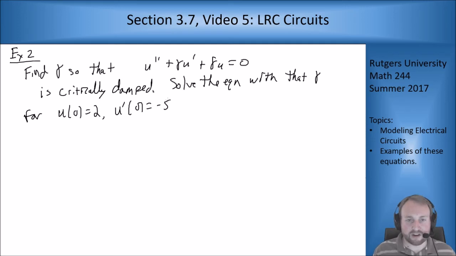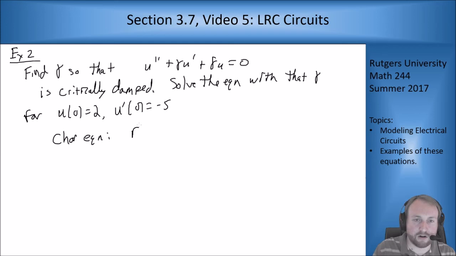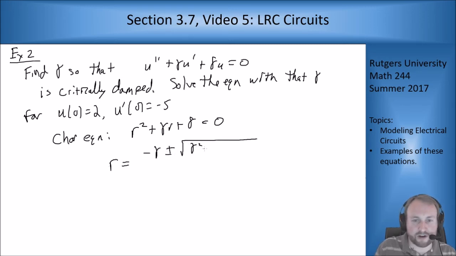So let's start. How do we start? We're looking for critically damped. So let's do this via the characteristic equation. So what is the characteristic equation here? Well, this is going to be r squared plus gamma r plus 8 equals 0. And we can go to the quadratic formula and look at that r is going to be negative gamma plus or minus the square root of gamma squared minus 4 times 8 times 1, over 2.